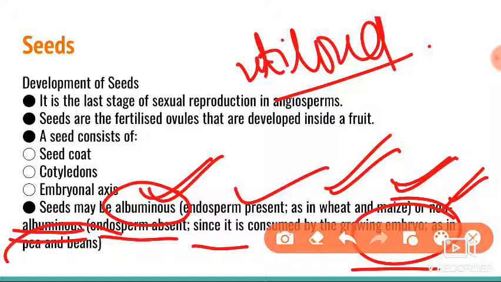Example you can take here, pea and beans. This is about the albuminous and non-albuminous seeds, or we can say the endospermic and non-endospermic seeds. You can take the examples. Please remember the examples also.